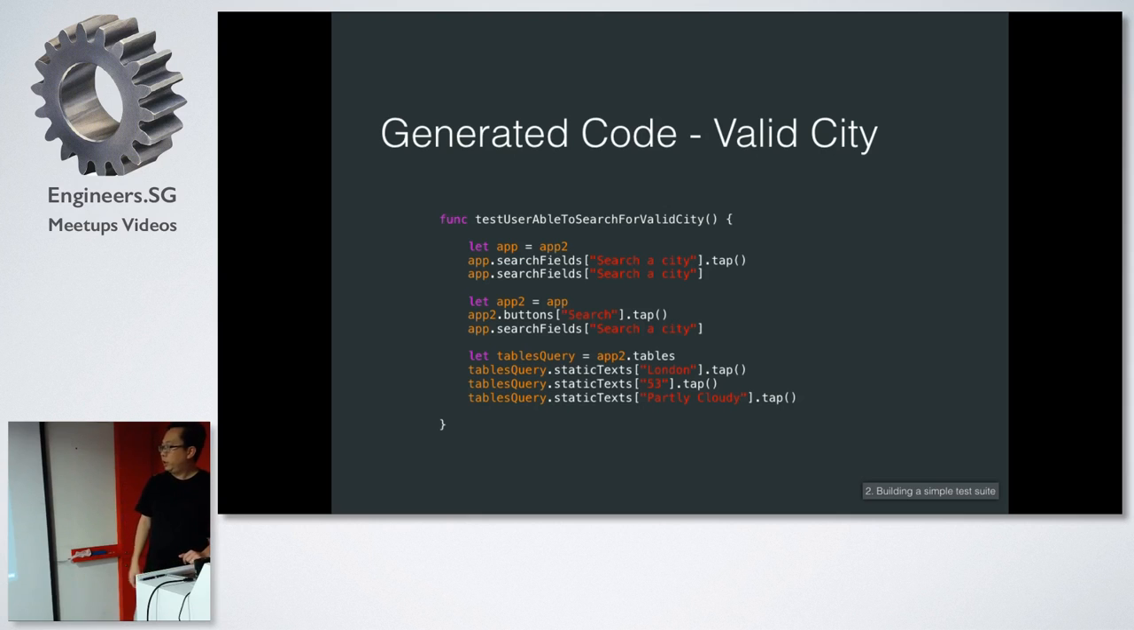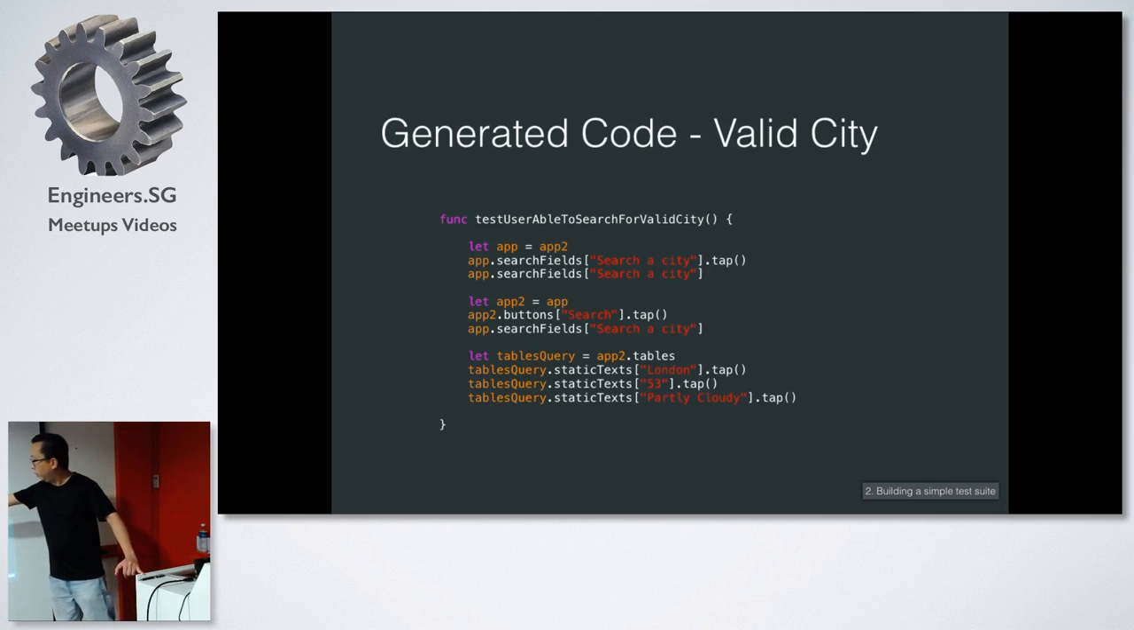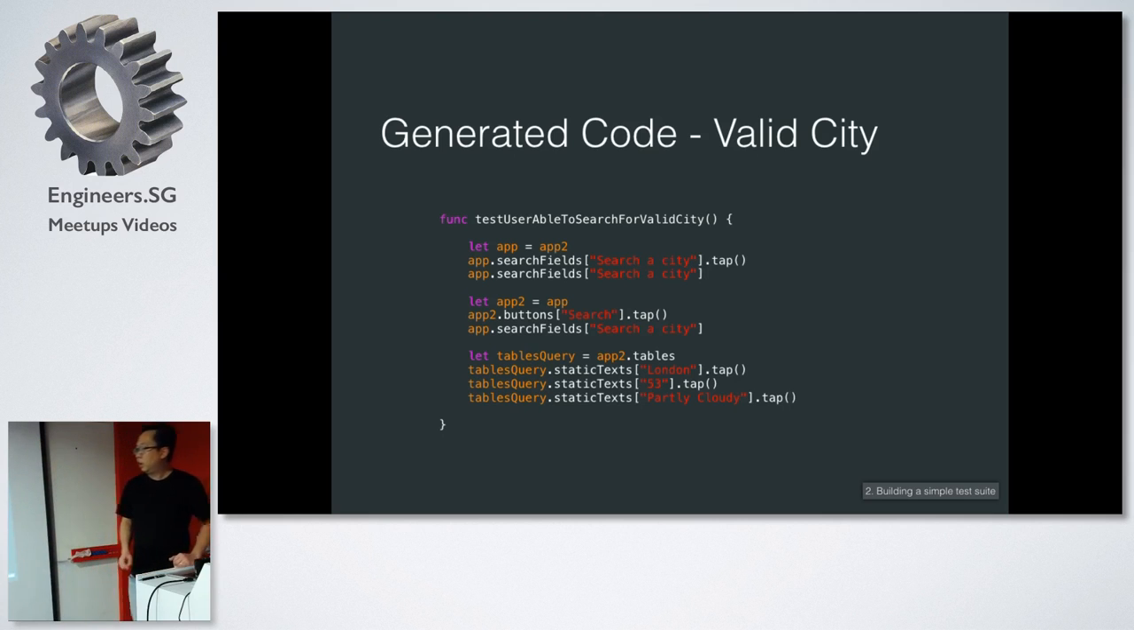Next, we query for the buttons. And we filter by the search string. Then this represents the keyboard search button. And then we tap. So the lower part, we actually query the table for the static text, which is the UI labels. And we look for London 53 and partly cloudy, and we tap. So as you can see, when you use the record functionality, Xcode may not always generate the desired codes for you. And in this case, the code for typing the search string is actually missing.